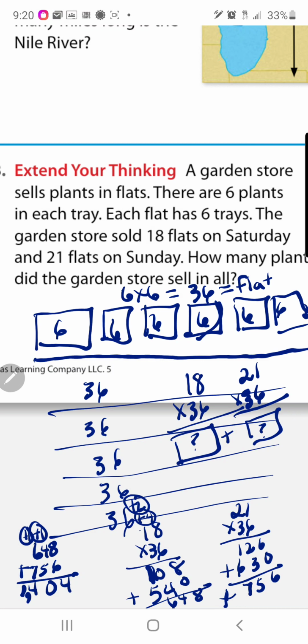Okay, now is that the only way you can solve this problem? No. What you could have done is you could have also added 18 plus 21 flats, which ends up giving you, if I do my math correctly, 39 flats. And then you could have multiplied 39 flats times 36 plants in each flat. And that would have still given you 1,404 plants.